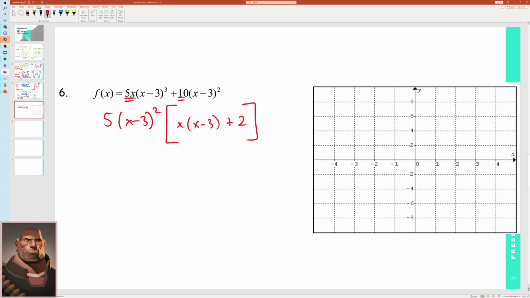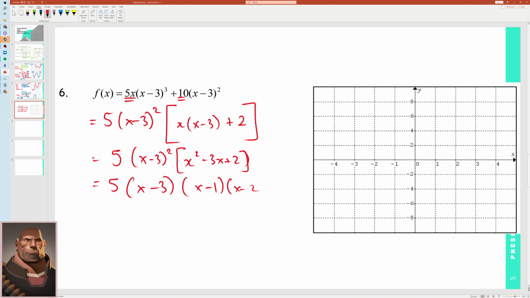Okay, let's continue. We have 5 here. We have x minus 3 squared. And in here, let's pop open these brackets. x squared minus 3x plus 2. We can factor that, giving us finally, this one's not so bad. This one's kind of nice, actually. x minus 1 and x minus 2 with the x-intercepts equal to 3, 1, and 2. Oh, that's actually really nice. Okay, all right. Plug it in. 3, 1, 2.